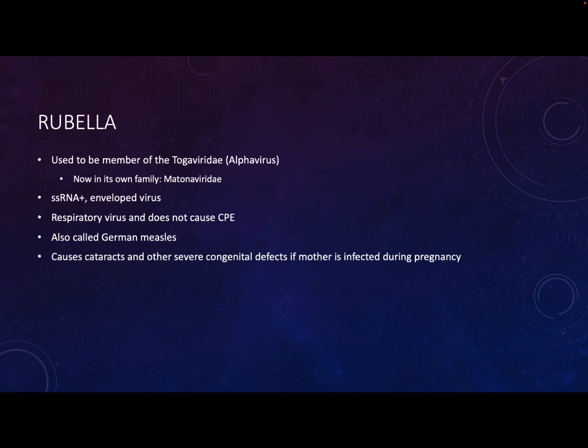But where we worry about it is if a woman is infected during pregnancy. So in an otherwise healthy adult, rubella, not that big of a deal. Even in a child, not that big of a deal. During pregnancy, it can cause significant defects to the fetus, cataracts, so it can cause blindness, deafness, other congenital defects, miscarriage, stillbirth, all of those things.